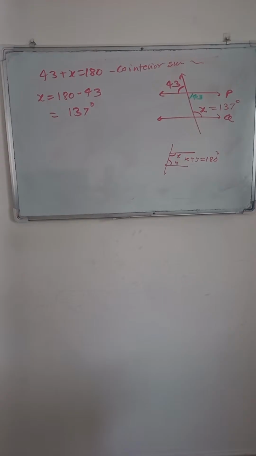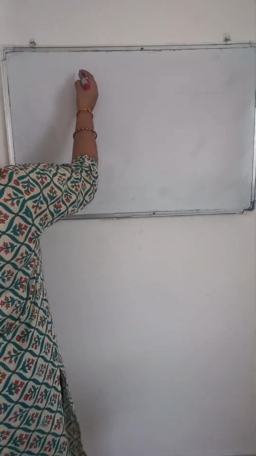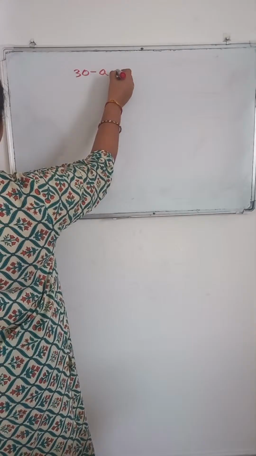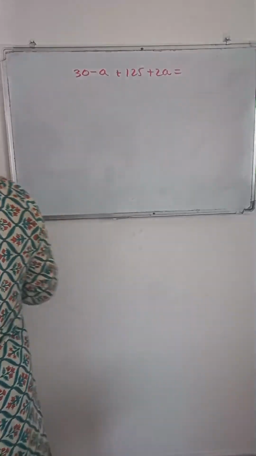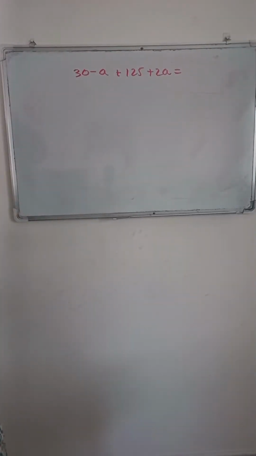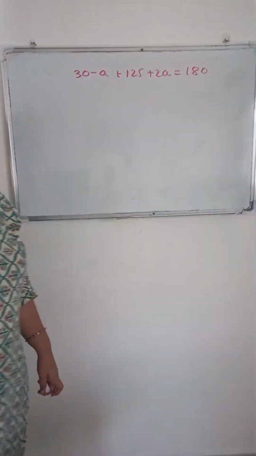Supplementary angle means their angle sum is how much? 180. Okay, so two angles we have to add and equate to 180. Then you will get the value for A. So equate it and calculate. Here one angle is given as 30 minus A and another is 125 plus 2A, and they are saying they are supplementary with each other. For supplementary angles the sum is 180.